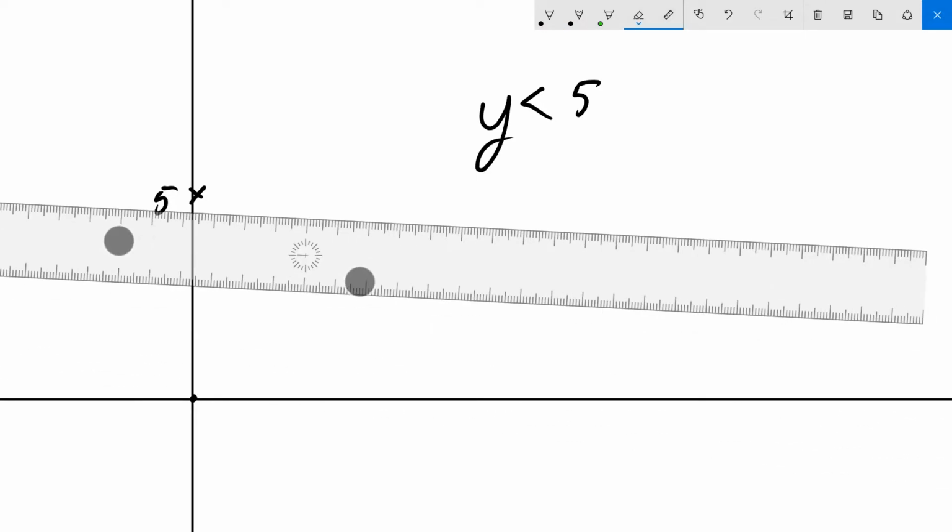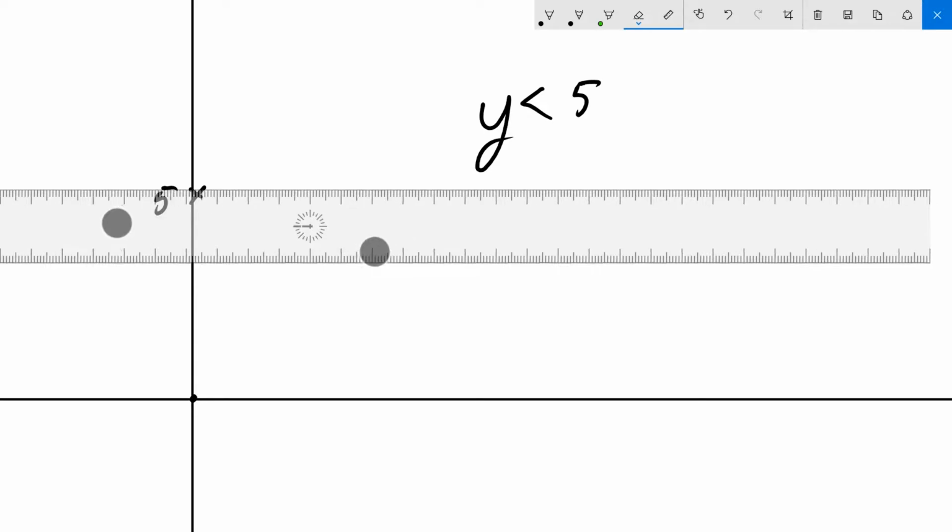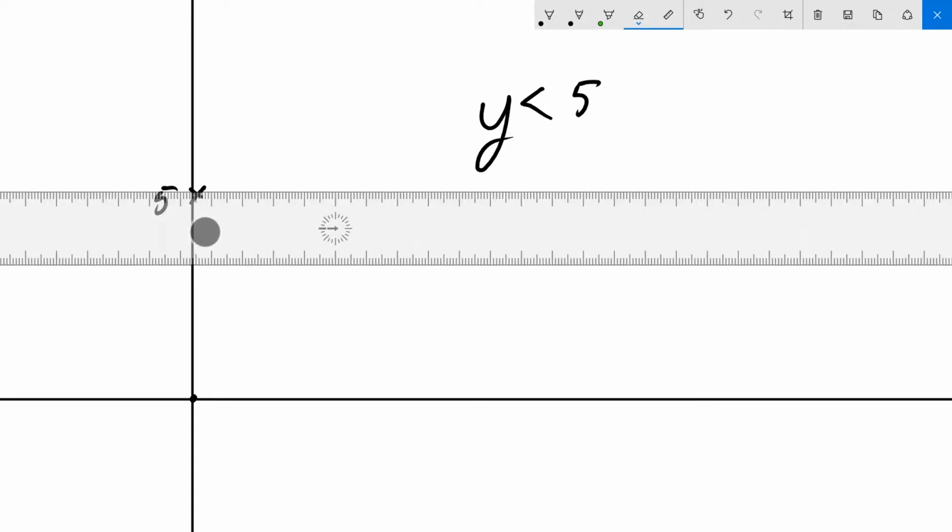Well, we looked at x. What about y? Can y work? Well, yes, y can work. So let's say y is smaller than 5. So we just work out where 5 is. Let's say 5 is here. That's 5. And then we rule a line where y is equal to 5.